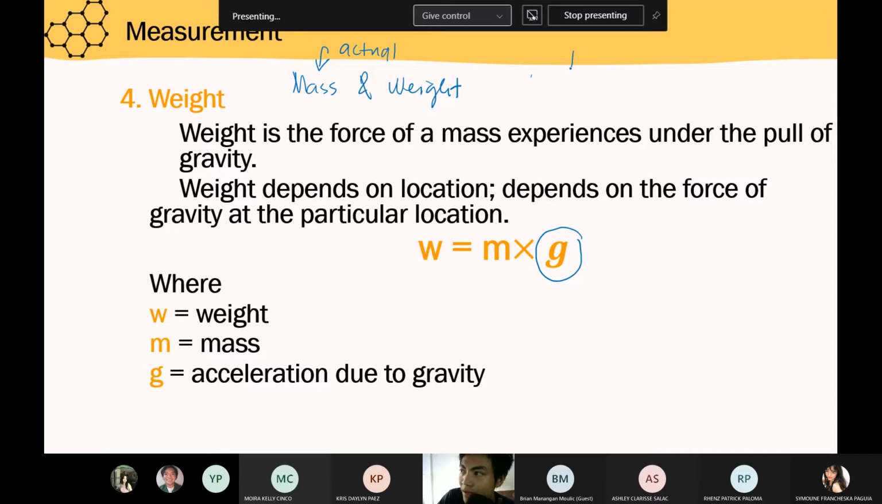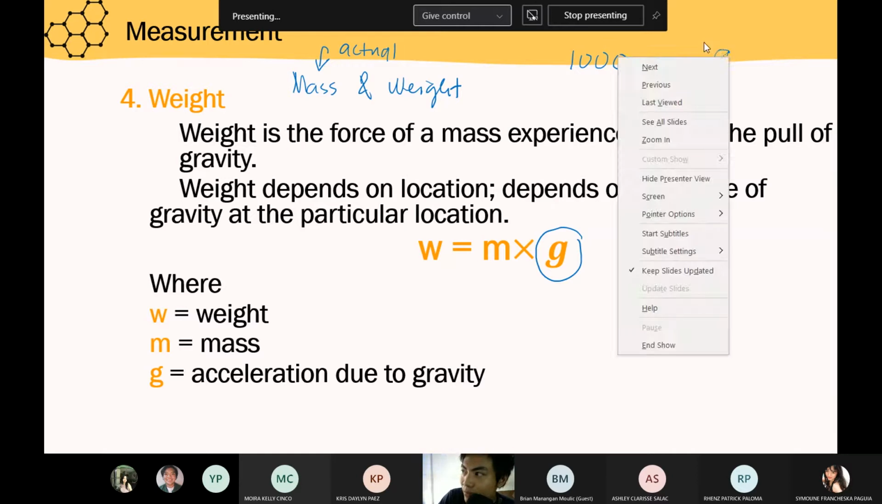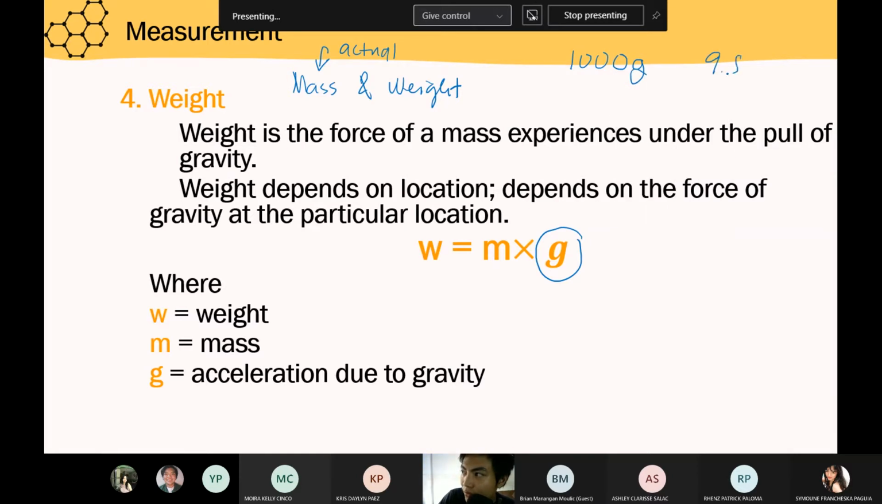Suppose I weigh 100 grams, no? Isang kilo ng bigas. Ayan, kunwari, 100 grams ako. Sa Earth, I weigh 9.8 newtons, pero sa Mars, I weigh 3.4 newtons. Mas magaan ako sa Mars kaysa sa Earth. Although I have the same mass. Ito siguro magiging confused na naman kayo.